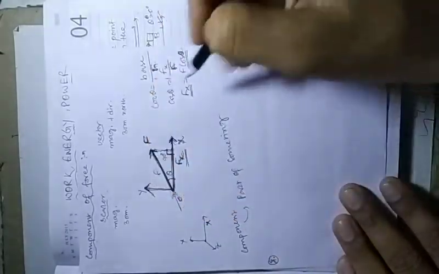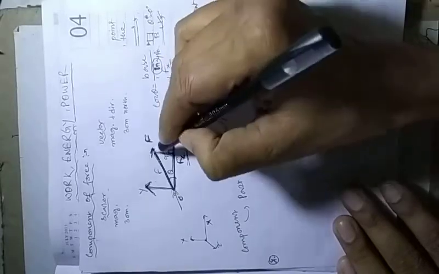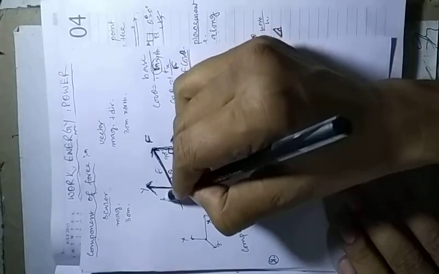Similarly, if we calculate along y, then we need to calculate sin theta. Sin theta is equal to perpendicular by hypotenuse. If H means hypotenuse, here also hypotenuse. Now students, see, this is the perpendicular. This perpendicular you can parallel with this y. So if I write it Fy, then it will be Fy by hypotenuse F. Sin theta is equal to Fy by F, so Fy will be F sin theta.